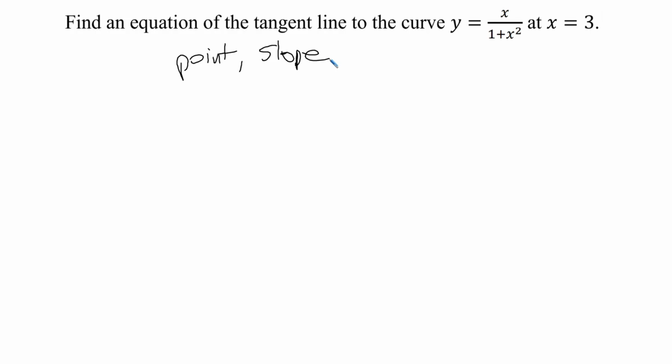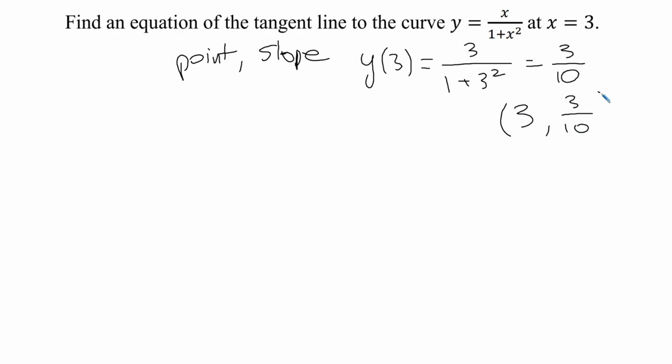First of all, we can just find what the value of the function is at 3. In order to do that, we'll just plug in 3. That's going to give us a 3 in the numerator and 1 plus 3 squared, or 10, in the denominator. So our point that we're going to be using is the point (3, 3/10). And then we're going to find our derivative, y prime.